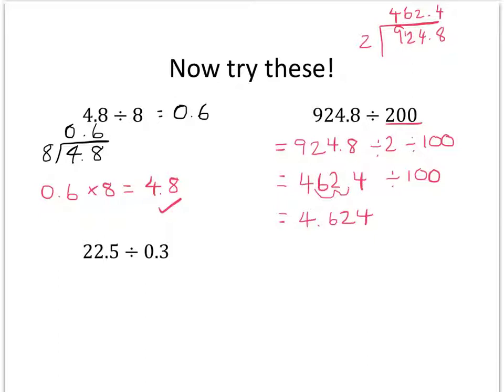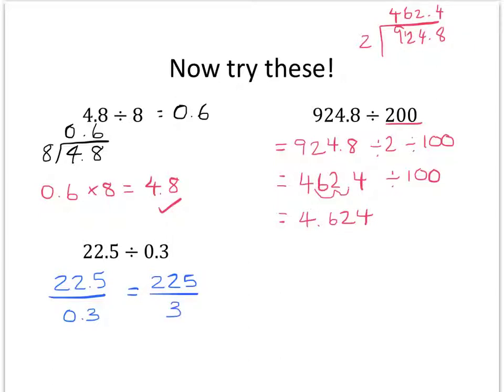Okay, last one here. I've got a decimal divided by a decimal. So hopefully you've remembered that I'm going to rewrite that as a fraction, 22.5 divided by 0.3. And I'm going to make that an equivalent fraction with a whole number on the bottom. So I'm going to multiply the top and the bottom by 10. So I'm going to get 225 divided by 3. So now I need to work that out.